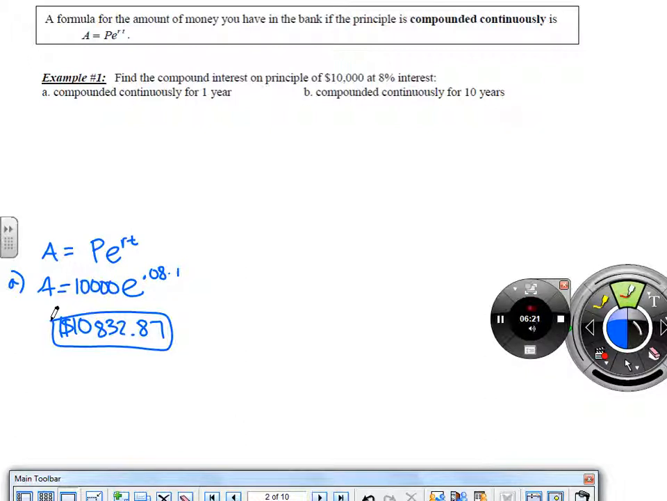Now for part B, it's the same problem, but this time we're going to keep it in for 10 years. So let's look at what effect that has on it. So I have my $10,000. I have my rate of 8%, but now times 10 different years. I'm going to go ahead and enter that into the calculator. And this gives me a new amount of $22,255.41.